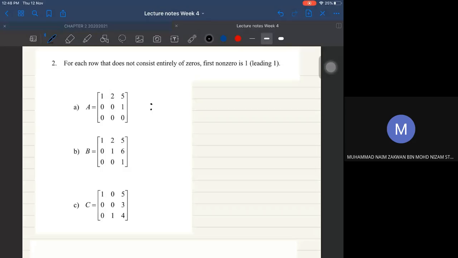Yes, this is REF. Okay, so kalau awak dah belajar condition yang pertama kan, condition yang pertama kata kalau row yang semua 0, row tu berada di bawah. So, dia memenuhi syarat yang pertama. Syarat yang kedua, the first non-zero is 1. So this is 1. So dia memenuhi syarat yang kedua. And saya pun dah pastikan dia memenuhi syarat yang ketiga. Okay.